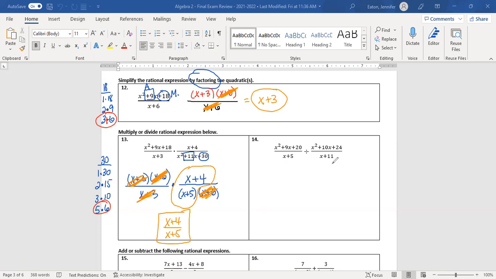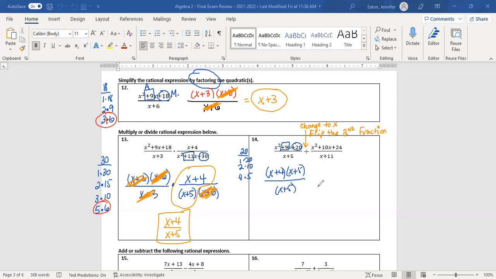All right. The next one is division. And remember, with division, we have to change that to multiplication and then flip the second fraction. Okay, so let's factor the top. We say what multiplies to 20 and adds to 9. So you can list all your factors of 20. 1 times 20, 2 times 10, 3 doesn't go in, 4 times 5. So which of these pairs adds to 9? If you said 4 and 5, you are correct.